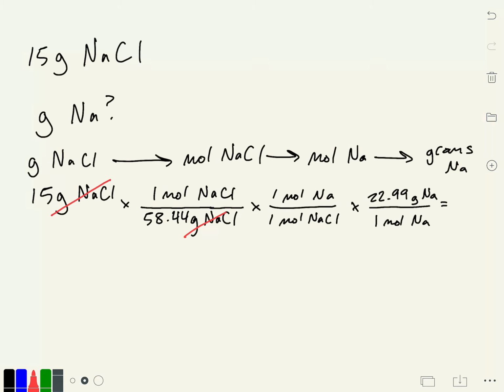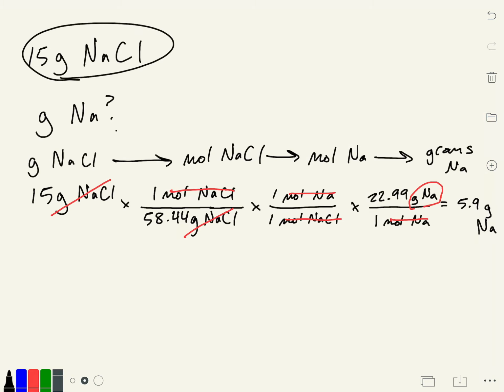Grams of NaCl goes away. Moles of NaCl goes away. Moles of Na goes away. All that's left is grams of Na. 5.9 grams of Na. So this is how we would go from grams of a molecule into grams of an atom in that molecule the long way. Now there is a shorter way, and I want to show you guys that shorter way.